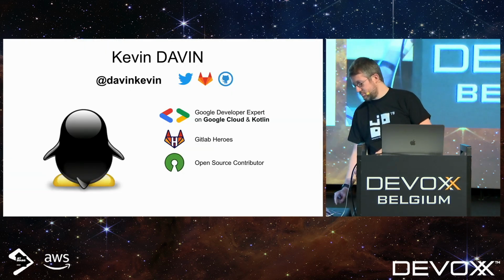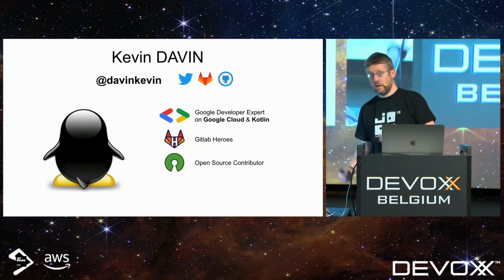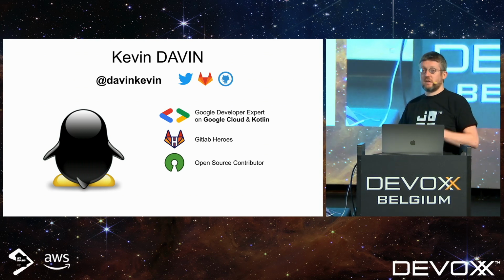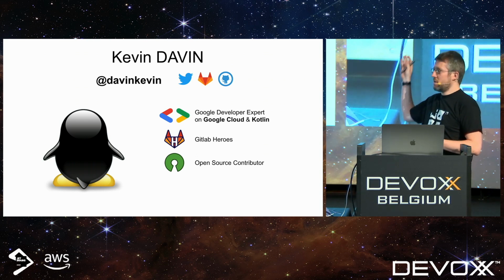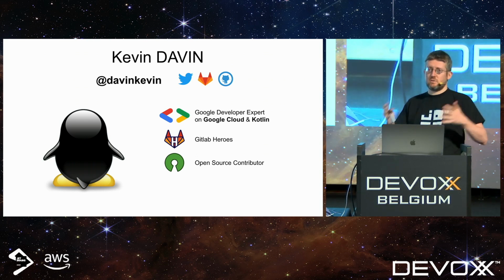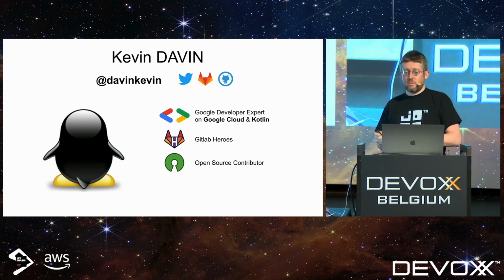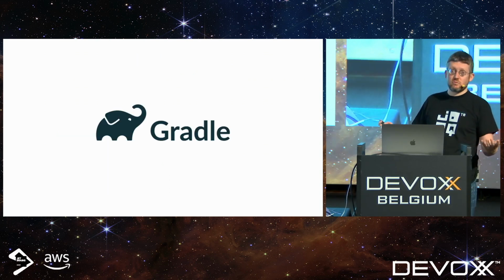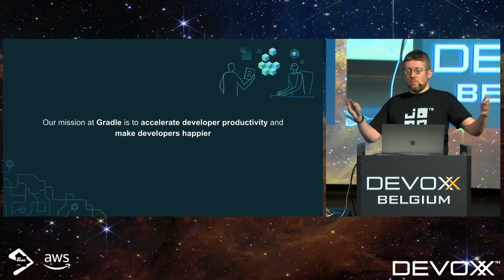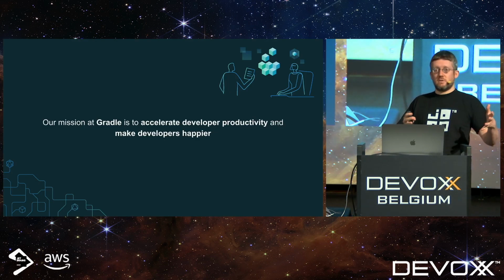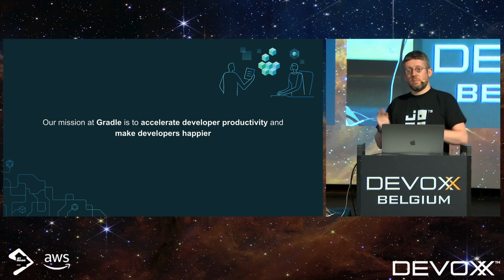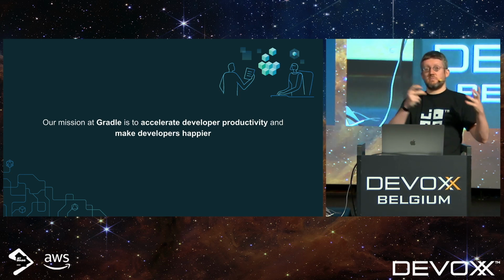First, because this presentation is very personal, it's my own story in these slides, I will start with my introduction. It's not something I usually do. I'm Kevin, Google developer expert on Google Cloud and Kotlin, so backend and operation, Gitlab Hero, and open source contributor, and I'm working at Gradle. Gradle, you all know Gradle, it's the famous build tool, an amazing piece of software, but I'm not working on that part. I'm working on something else.